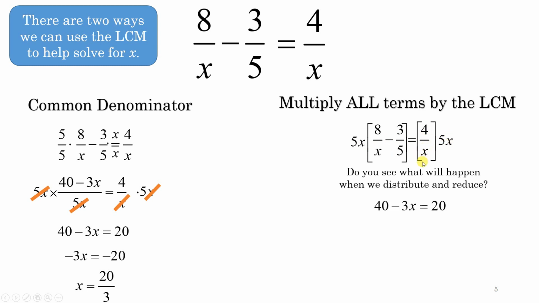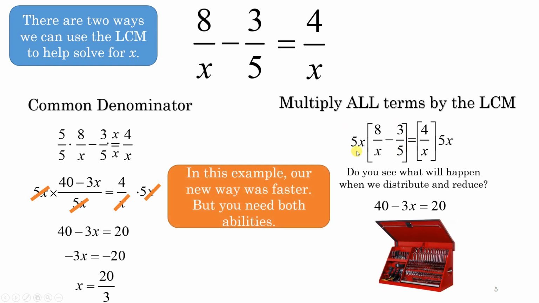Do you see? Now, we have the same thing we had here, so the steps are going to be the same, no problems. Now, in this situation, this way was easier, right? Multiplying everything by the lowest common multiple has fewer steps. But you need both, because sometimes this way over here works really, really well, and sometimes this way works easier. You need a full toolbox so you can handle anything that comes your way, right?